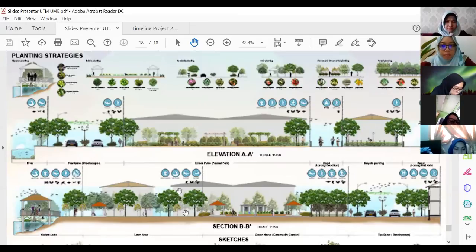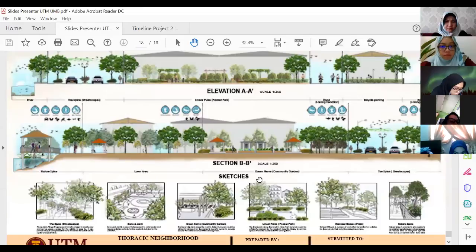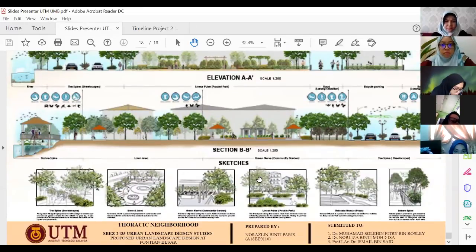So I will proceed with my elevation, which I cut from river until road. First I want to show the elevation in Jalan Alsagoff, which I call the spine. In Jalan Alsagoff I mostly focus on the streetscape along the road. And I also provide a bicycle lane and pedestrian walkway, so it can provide a safe environment to the user.